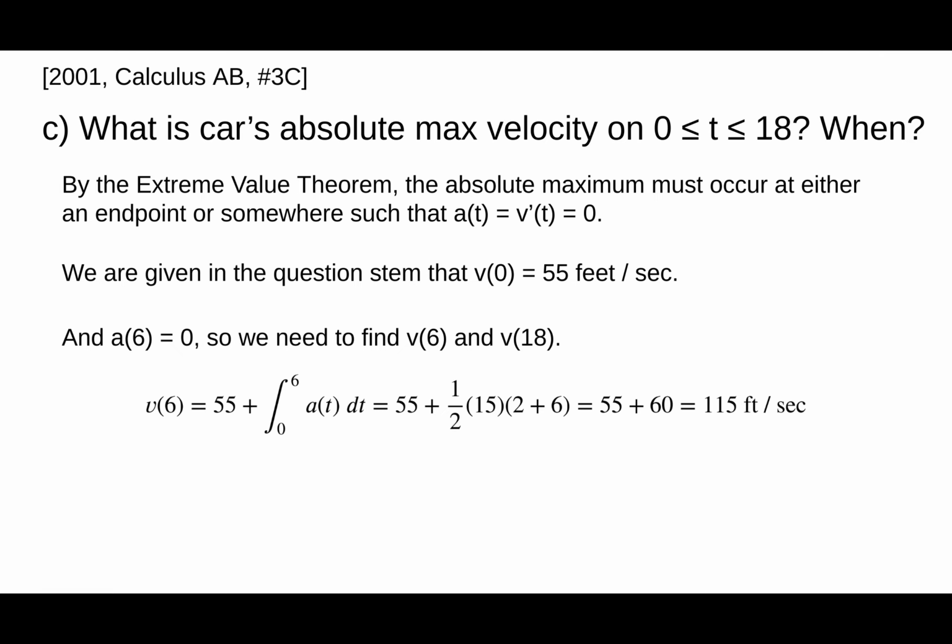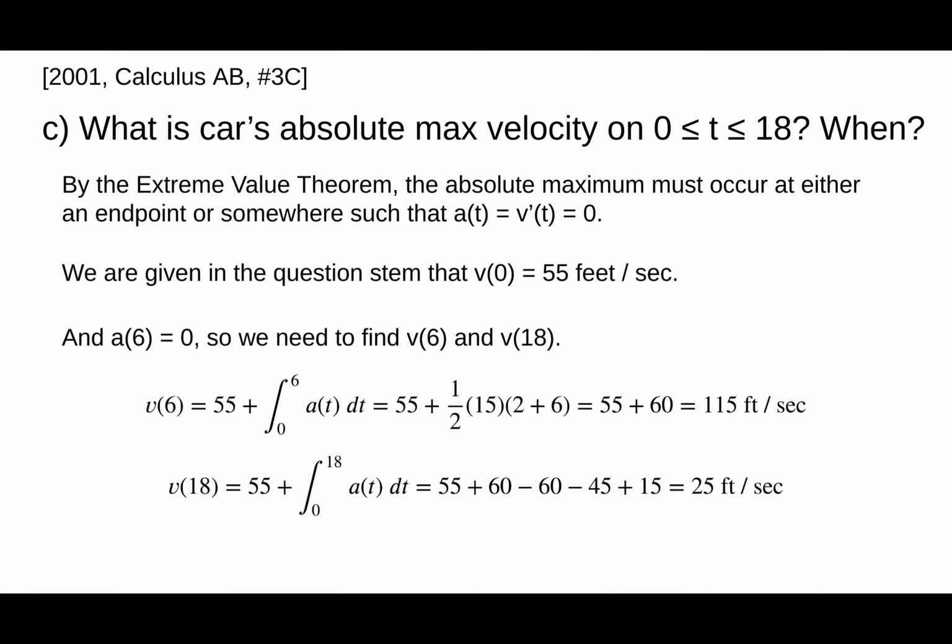So at t equals 6, the velocity of the car is 115 feet per second, which is more than 55 feet per second. So we know that v of 6 could be the maximum, and 115 might be the maximum velocity. We just have to check v of 18.